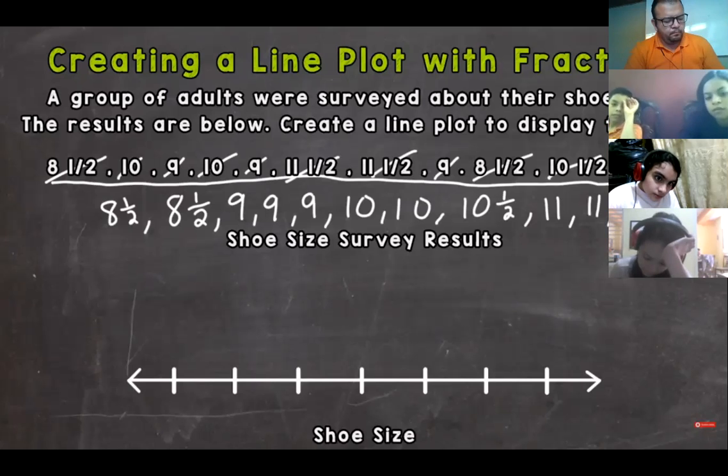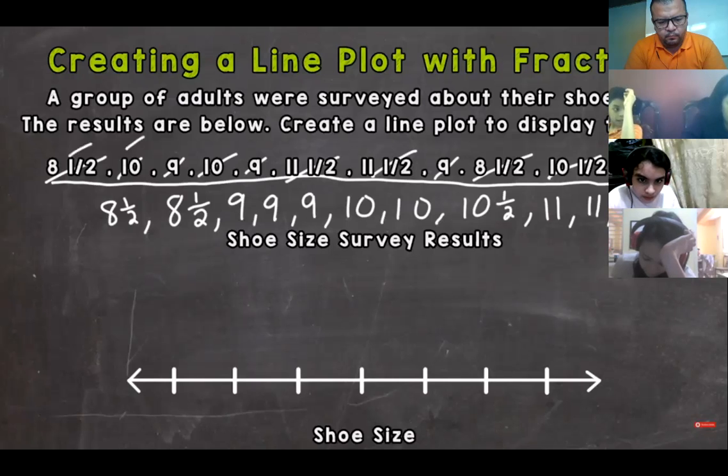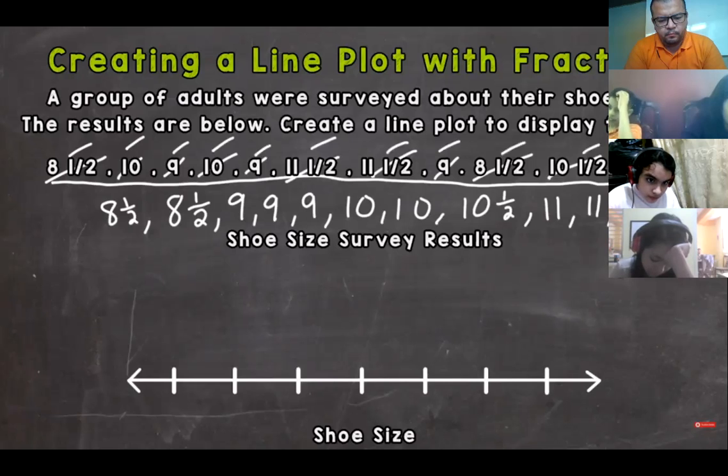So I always like to double check to make sure I have everything. So let's see how many people were surveyed. We have 1, 2, 3, 4, 5, 6, 7, 8, 9, 10, 11, 12. Let's double check our data that we put in order from least to greatest to make sure we have 12 there. 1, 2, 3, 4, 5, 6, 7, 8, 9, 10, 11, 12. So we have everything, and we didn't repeat anything. So we're good to go there.